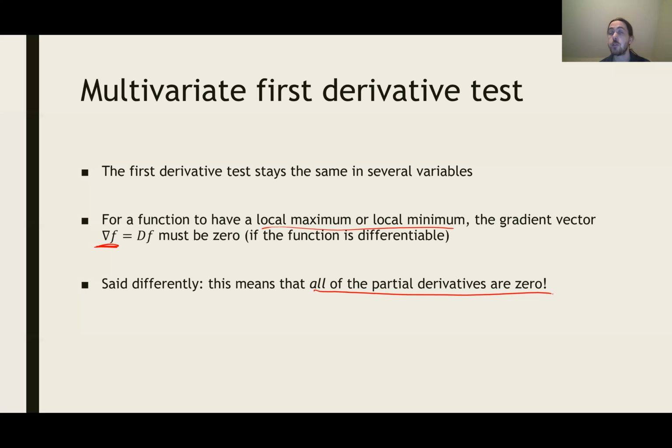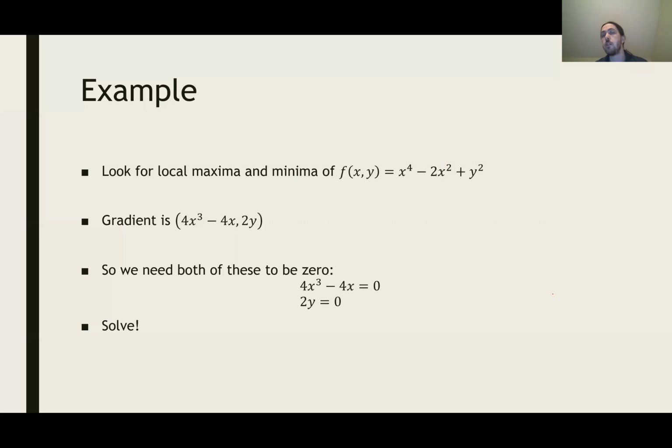Because if the partial derivatives aren't equal to 0, the gradient is non-zero, then that means that there's a direction, the direction of the gradient vector, where we could go to make the function a little bit bigger, or we could go in the opposite direction to make the function a little bit smaller. So if the gradient isn't 0, there's no way we're at a local min or a local max.